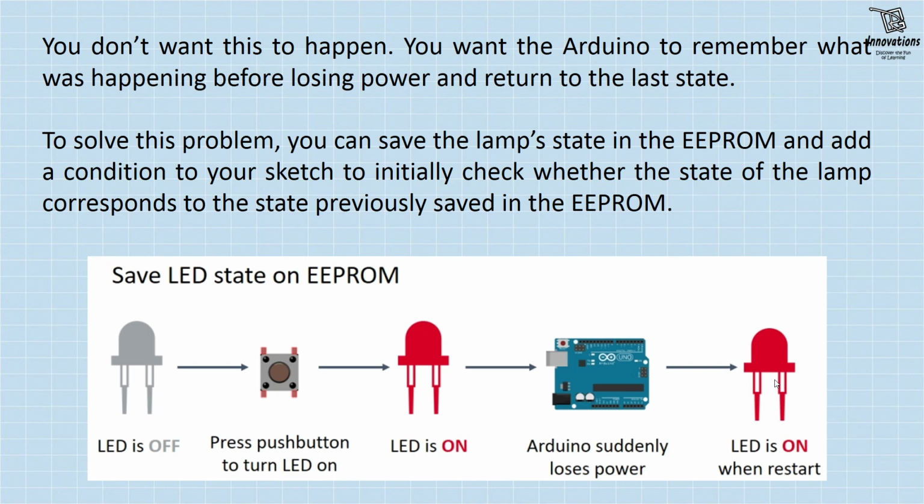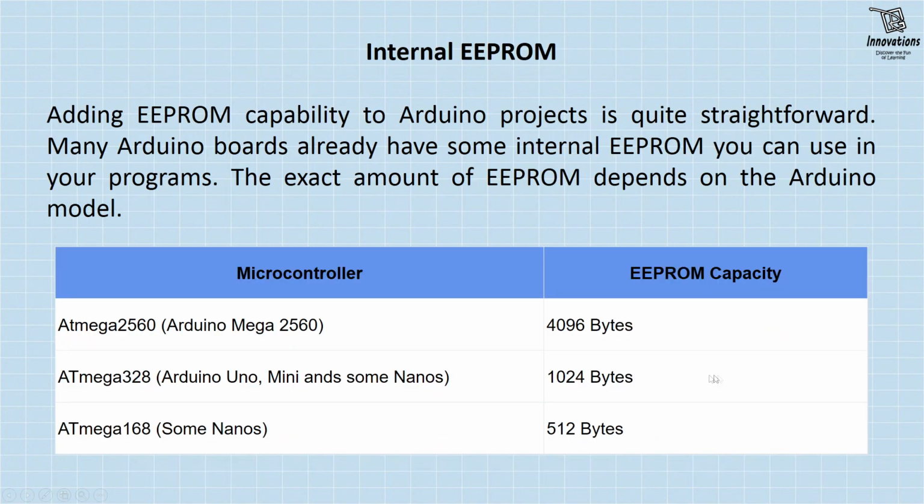We will see it later. Now we will speak about internal EEPROM. Adding EEPROM capability to an Arduino project is quite straightforward. Many Arduino boards already have some internal EEPROM you can use in your program. The exact amount of EEPROM depends on the Arduino model. Arduino Atmega 2560 or Arduino Mega, the EEPROM capacity is 4096 bytes, that is 4 kilobytes. In Atmega 328, that is Arduino Uno, Mini and some Nanos, there are 1024 bytes, that means 1 kilobyte. And in Atmega 168, some old Nanos, they have 512 bytes.